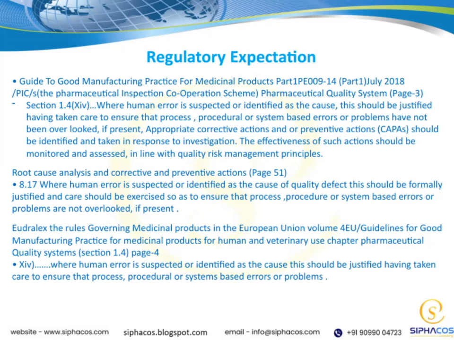On this slide, we're focusing on the importance of properly handling human error within our pharmaceutical quality systems. When human error is suspected or identified as the root cause of a problem, it's crucial to justify this assessment carefully. We need to make sure that we haven't overlooked any process, procedural, or system-based issues that could be contributing factors. If errors are found, appropriate corrective actions and preventive measures, often called CAPAs, should be identified and implemented. It's not enough to just act. We must also monitor and assess the effectiveness of these actions to ensure they truly resolve the issues.